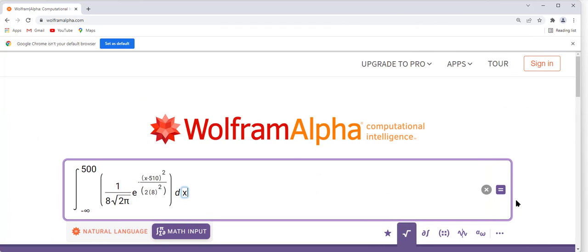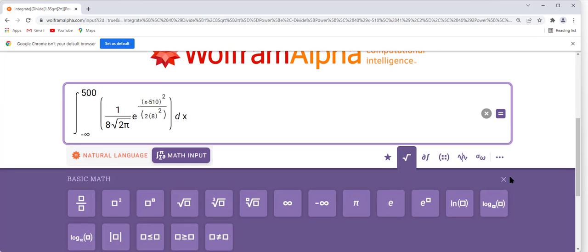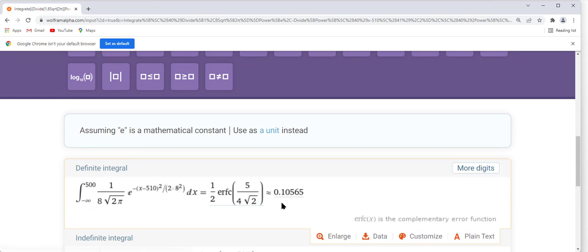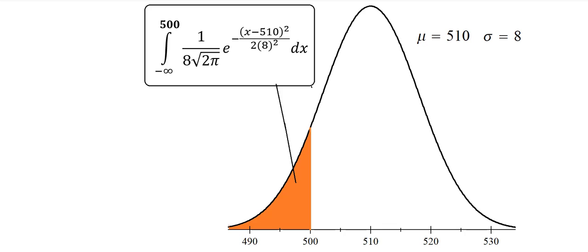Let me make it bigger. Okay, so we press the equal sign. What do we get? Yeah, it's about 0.1057. So this is what we got from the computer, from this particular program. So here is this value.